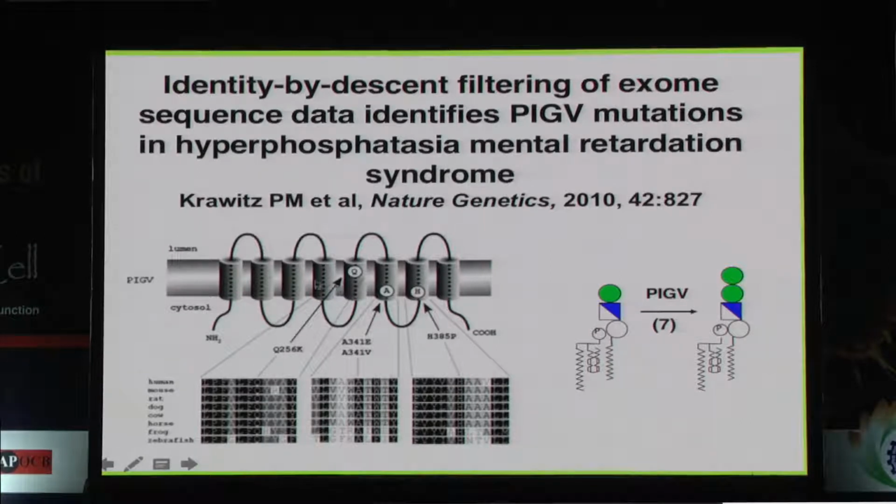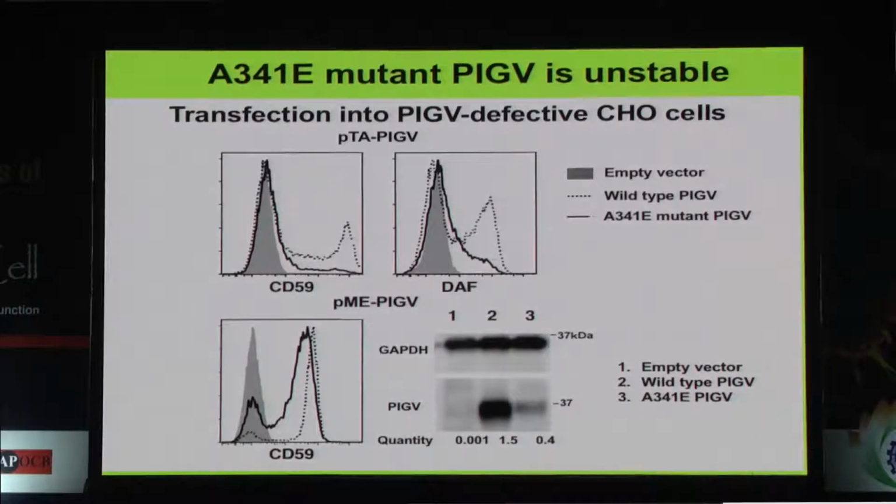They found base substitutions that cause amino acid substitutions in conserved amino acid residues in the PIGV gene. PIGV is the second mannose transferase that adds the second mannose to the GPI. So Peter Krawitz asked me to test whether the mutation found in the patient actually causes a reduction in PIGV function. So we collaborated, and we used PIGV-defective Chinese hamster ovary cells as the test cells.